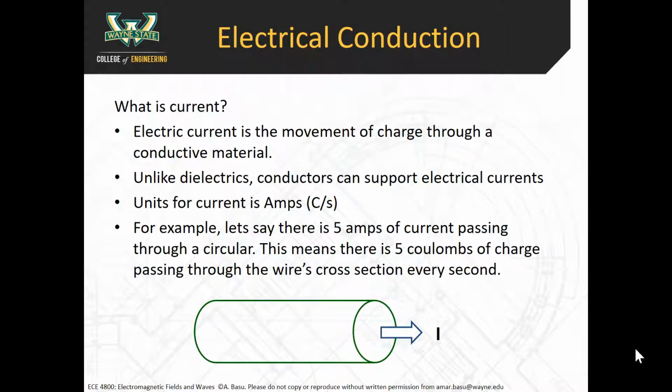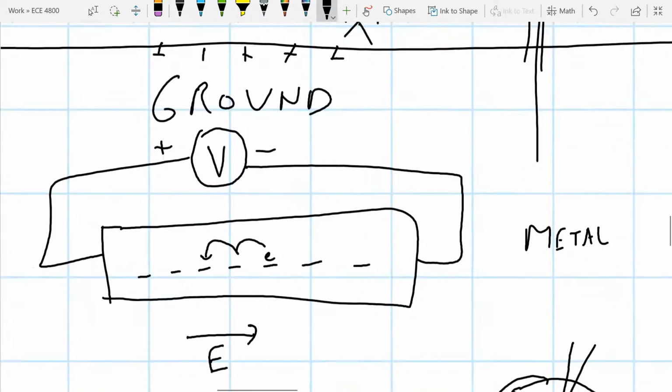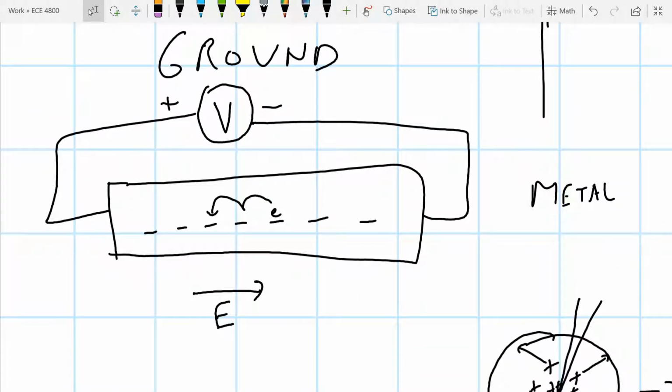So let's ask ourselves first, what is current? Electric current is the movement of charge through a conductive material. As I was showing you earlier, you can think about it as having this material and these charges hopping from one state to the next, so they're moving through the material. These charges are being injected by the circuit. There are electrons going into the material, and these electrons are exiting the material on this side. That flow of electrons is the current.